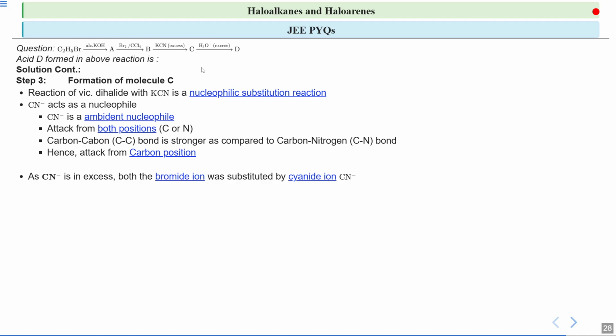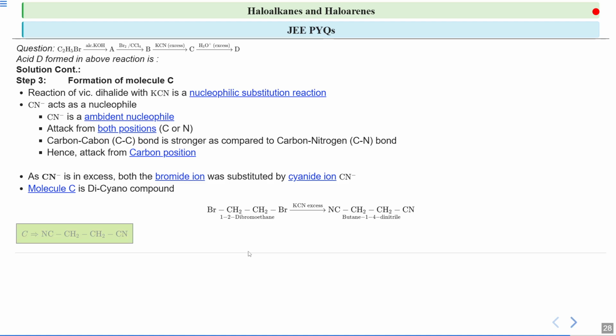Because KCN is in excess, both bromide ions in the vicinal dihalide are substituted by cyanide ions, and you get molecule C, which is a dicyano compound. So 1,2-dibromoethane, when it reacts with excess potassium cyanide, gives butane-1,4-dinitrile. So molecule C is butane-1,4-dinitrile.